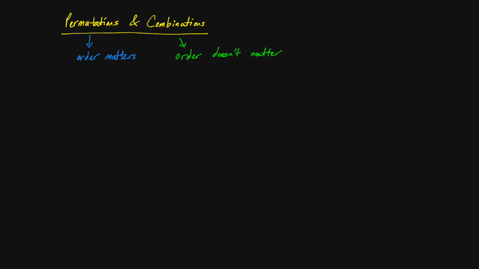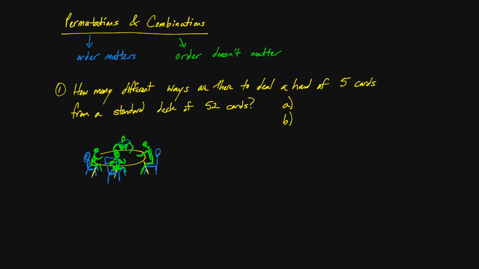So understanding permutations and combinations comes best when you're able to actually apply some of these concepts to an actual example. So let's put one up. Here we have: how many different ways are there to deal a hand of 5 cards from a standard deck of 52 cards? And A being order is important, and the other one is order is not important.